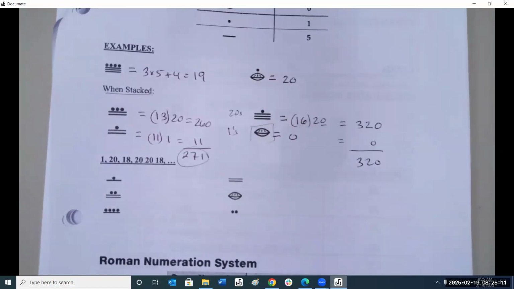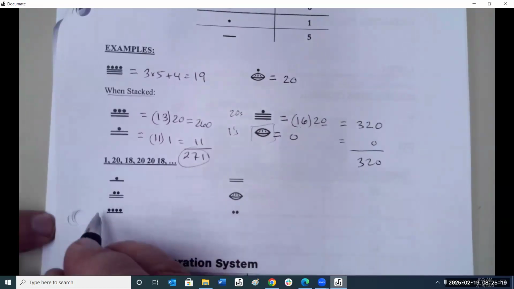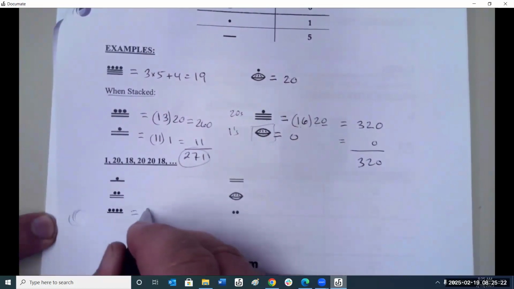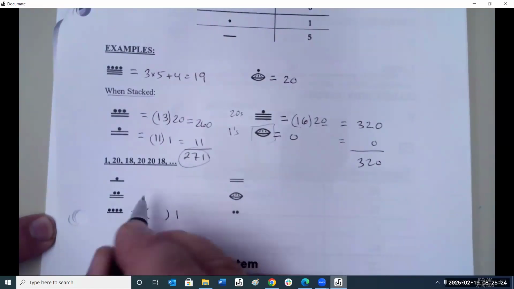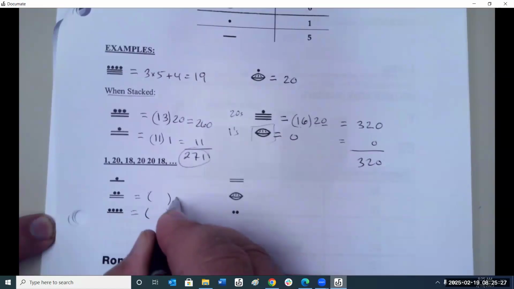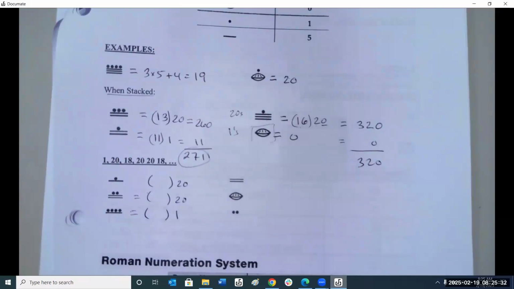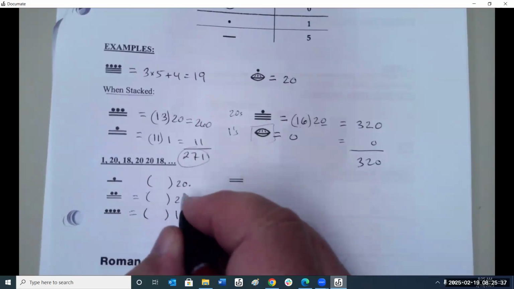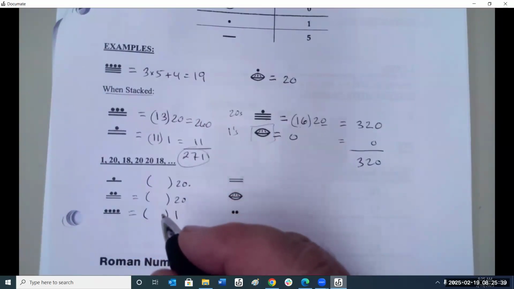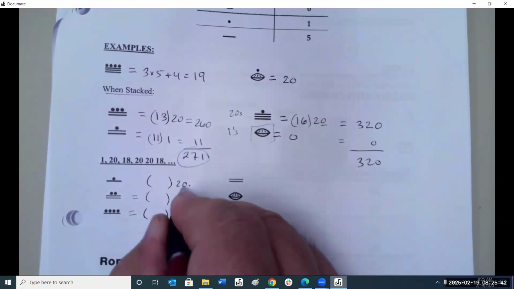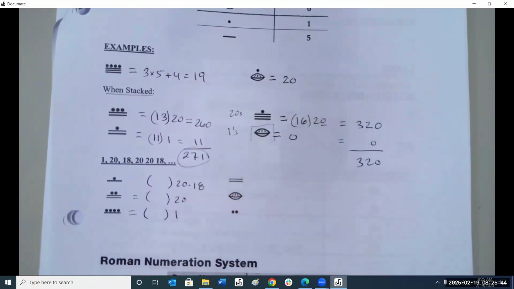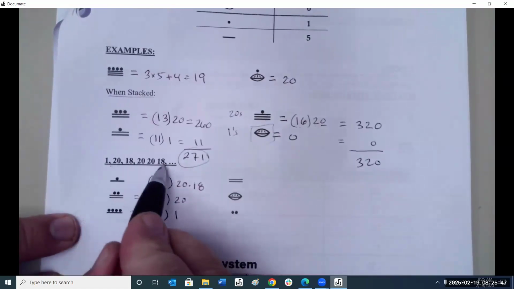Like the Babylonians, the more numbers you have, so like this one here, this is times 1. This number is times 20. This number is times 20. Times 20. No. The Mayans changed it. Instead of 20 and 20, they go 20, 18. That's why I put this here for y'all.